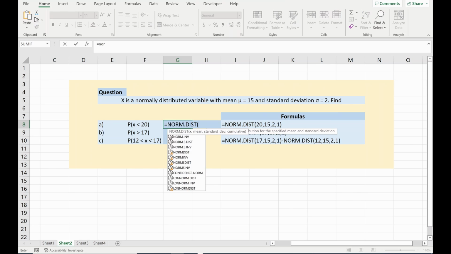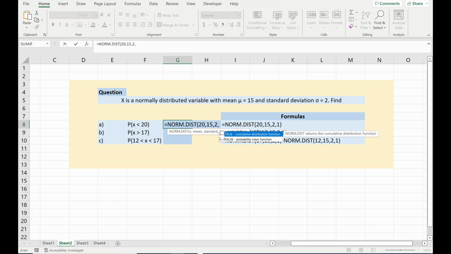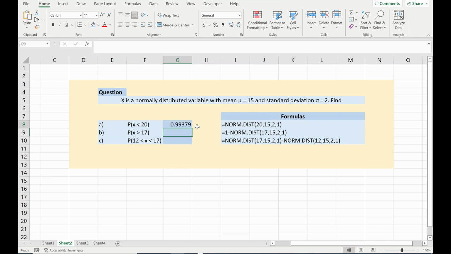And so the Norm.Dist function will automatically return that less than probability, that left tail probability. First it asks us for the X value. In this case, we're evaluating the probability when X is less than 20. So we go 20. Since we know the mean is 15, we go 15, then comma 2 for the standard deviation. Now for this cumulative section, we're going to want to enter true or 1. It'll get us the same thing because we want all the probabilities leading up till 20. We don't just want the probability that X equals 20. So we'll type 1, close parentheses, and hit enter. And there we see 0.99379, or 99%, give or take.